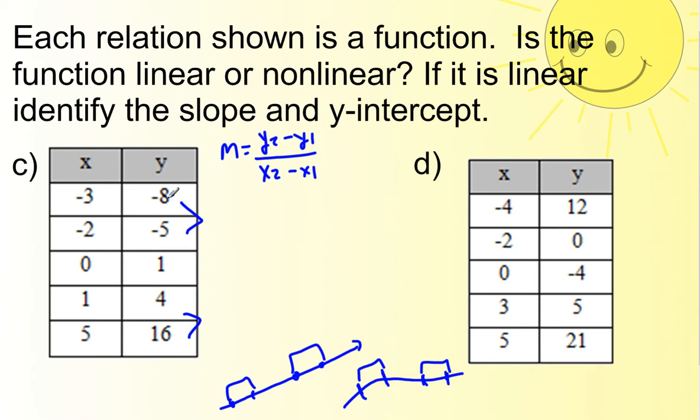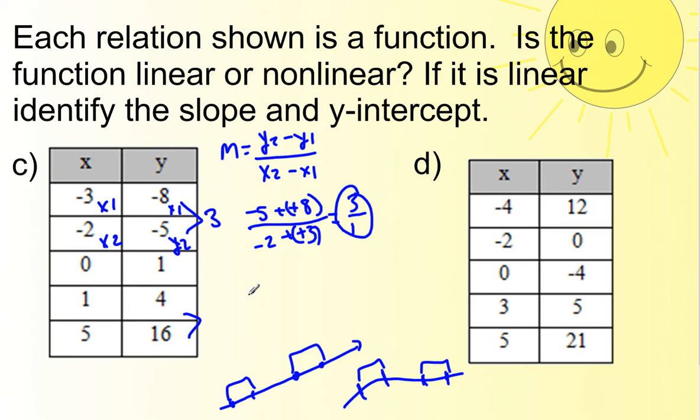So let's see here. I'm going to use these 2 points. So x1, y1, x2, y2, negative 5 minus negative 8 over negative 2 minus negative 3. That gives me, see, keep, flip, change, positive 3 over positive 1. All right, so from right here, I got a slope of 3. If down here I get the same slope, that's a pretty good sign that this would be linear. If I get a slope that's not 3, that would mean it's not linear.